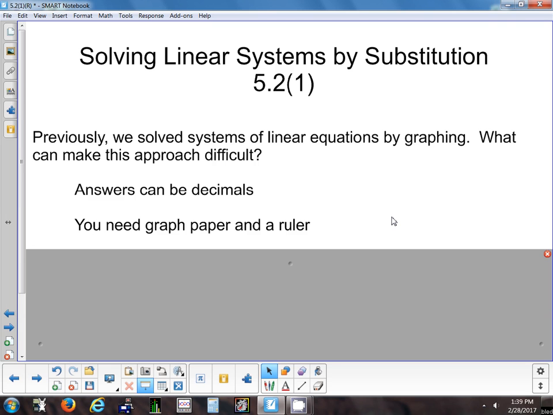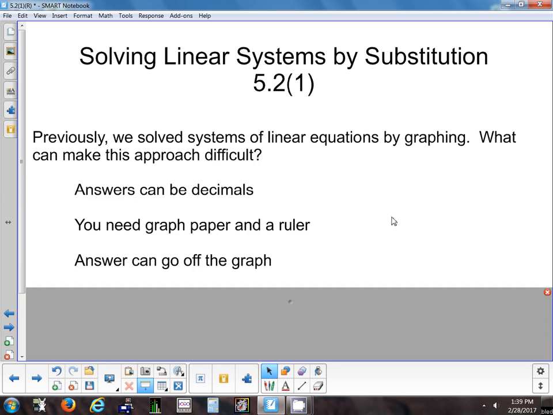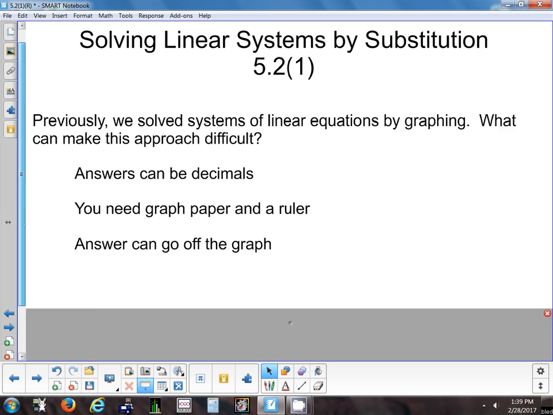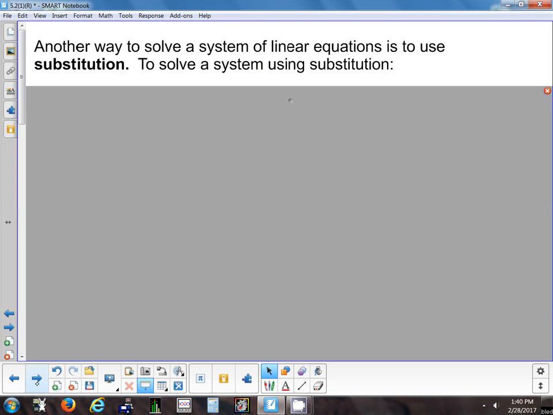You need some kind of ruler or something straight, and you've got to have graph paper. The approach we're going to do today, you don't need anything special for paper. You can use any paper, and you don't need a ruler. And you guys already mentioned that your answers could be big numbers that could go off the graph. So all these reasons are reasons why graphing isn't the best way to do it. It's still something you're going to go over for the test, but not something we're going to focus on anymore. So the second method we're going to look at is substitution.